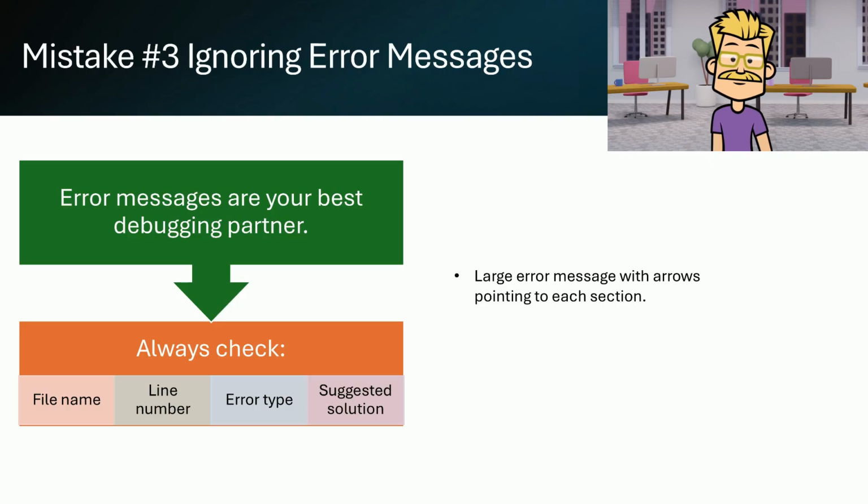Mistake number 3, ignoring error messages. A beginner sees a red error message and immediately panics. They copy and paste random code from the internet, hoping the error disappears. This habit slows learning dramatically. Error messages are actually helpful. They tell you that a problem occurred, and what kind of problem occurred. Sometimes they even suggest a solution.